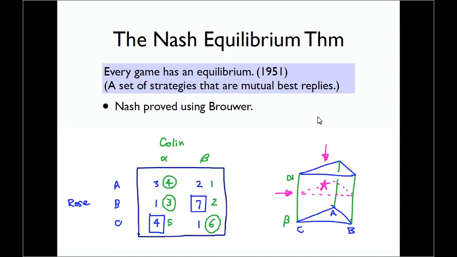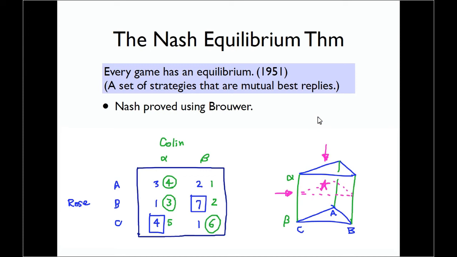And you might look at this and say, wait a minute, there's no equilibrium here, because in Rose's responses, the best thing she could play against beta is B. The best thing she could play against alpha is C, because these are the biggest numbers in the column, yes? And the best thing that Colin can choose in every row is this. It would be an equilibrium if the circles and the squares coincided, yes? What Nash's insight was, okay, well, maybe in these pure strategies there is no equilibrium.